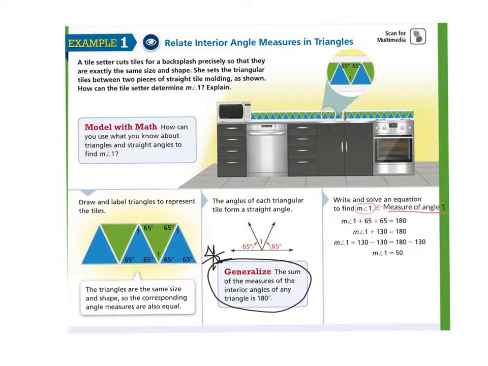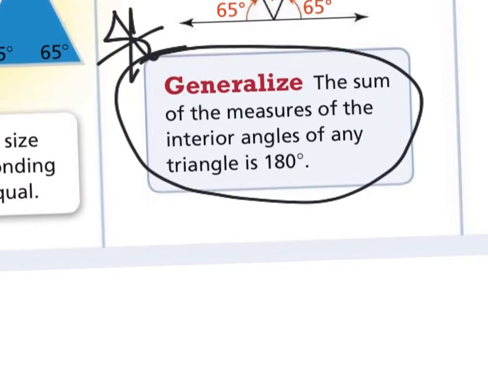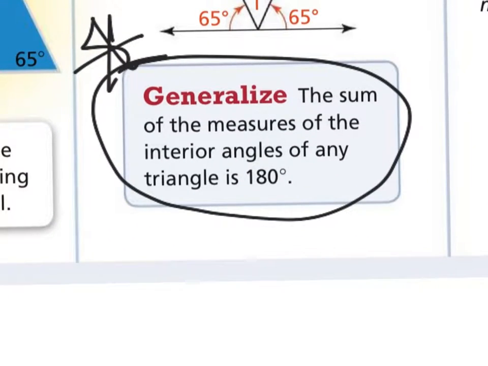So if we look at this with our example 1, this is what we were just talking about, this generalized box. So you can circle that, highlight it, or put it in your notes. The sum of the measures of the interior angles of any triangle is 180 degrees. Like I just said a minute ago with that other triangle, for any triangle, the interior angles add up to 180 degrees.